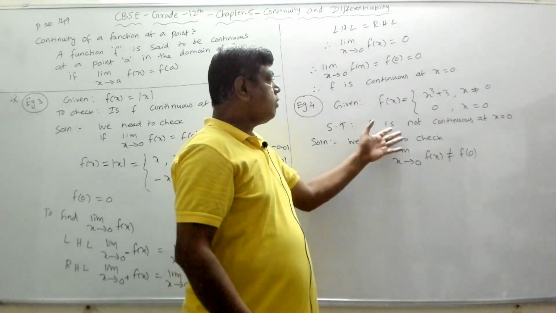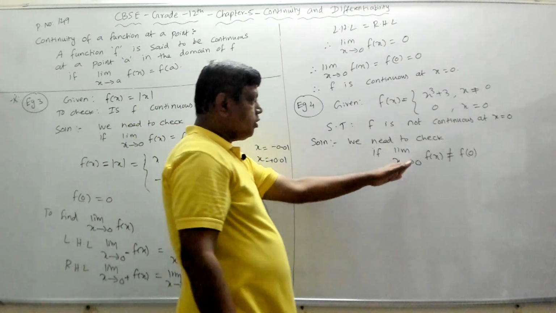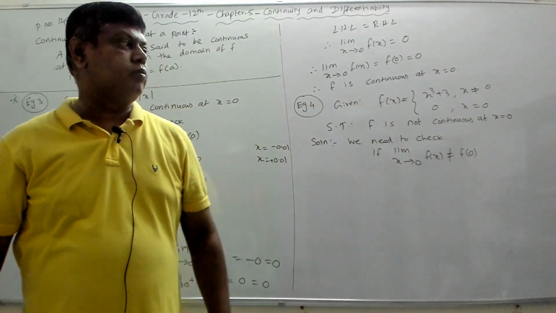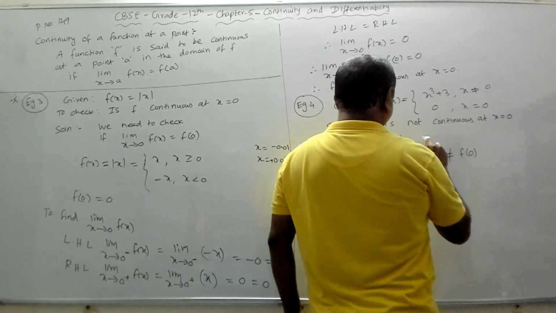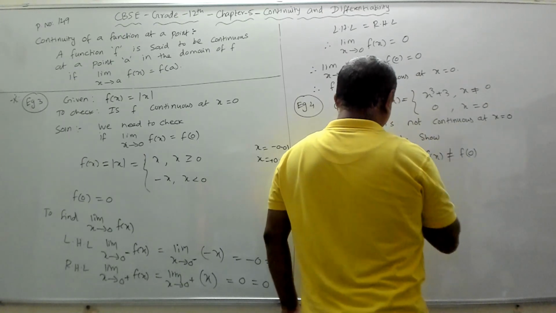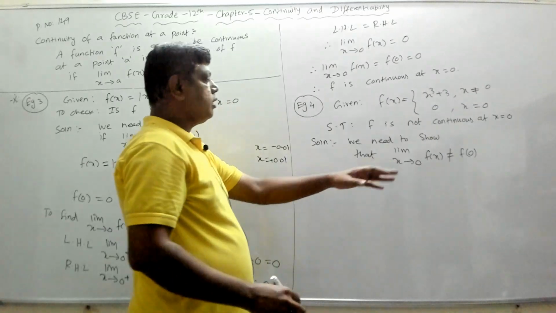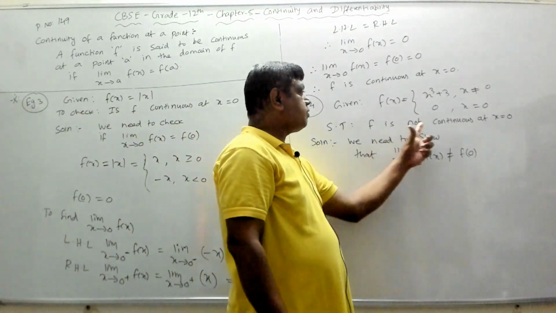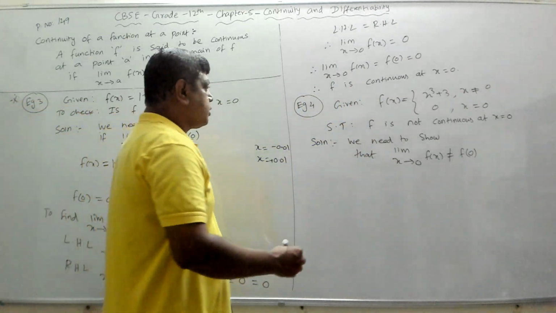If it is not equal, then we can say it is not continuous. Right? Or we need to show that limit x goes to 0, f of x is not equal to f of 0. If we show this, then we can say it's not continuous at x equal to 0. Right?